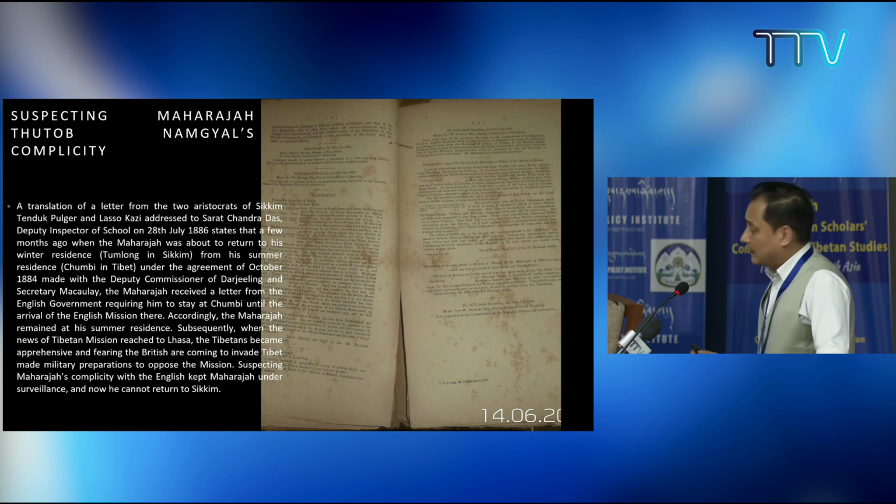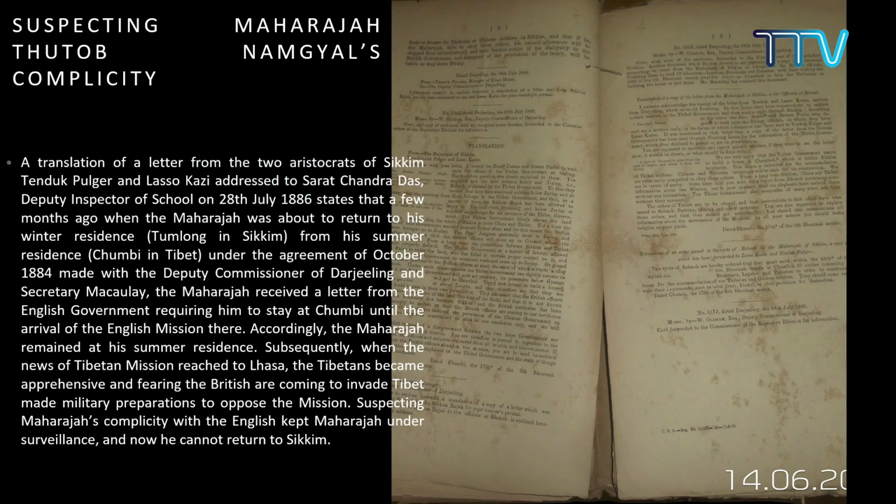So this document from Bangladesh suggests that at that point of time, Maharaja Thodup Namgyal had already gone to Chumbi Valley. The existing narrative says that after multiple requests or orders from the British government, the Maharaja did not obey and did not come to Sikkim. But this document highlights that it was the British government who told the Maharaja to go to Chumbi Valley and observe the mood of Tibetans about the mission. And this is not highlighted in the existing narrative of Sikkim.